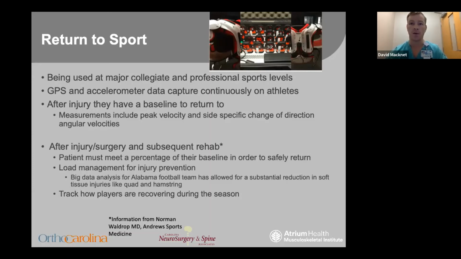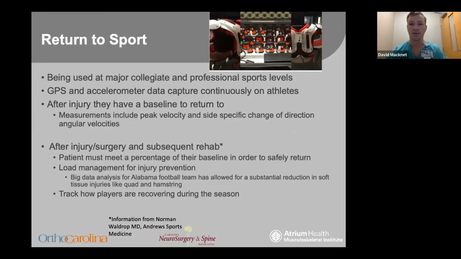At Alabama and across many of the pro and collegiate levels, GPS and accelerometer data is being constantly collected on all their players. Output metrics include peak velocity and change of direction speeds, as well as a host of many others like total distance traveled and total steps taken at practice, etc. These are worn on their shoulder pads as depicted above.